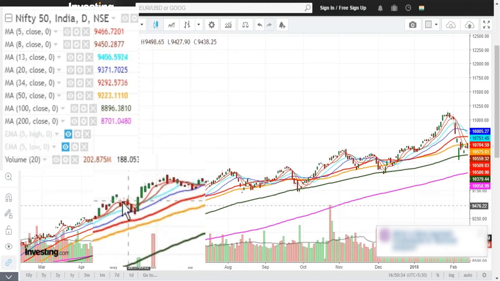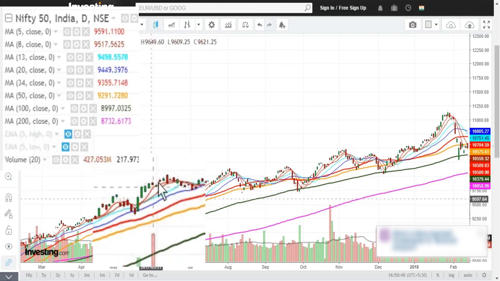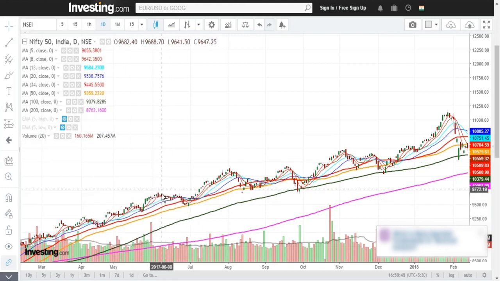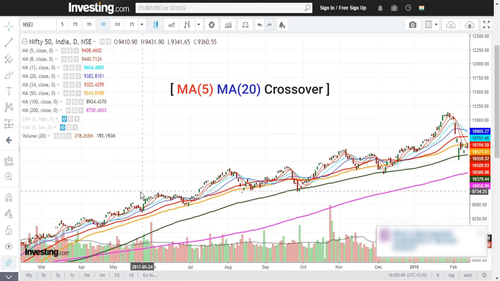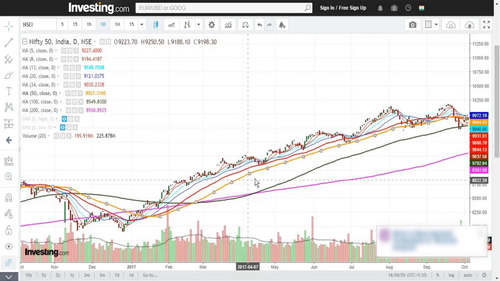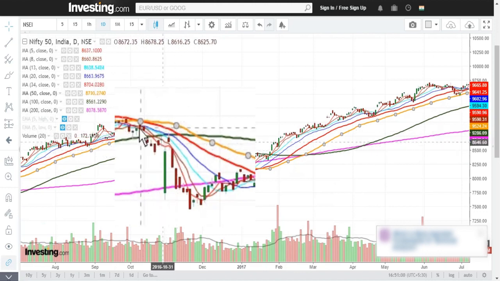This is a 200-300 point rally in the case of Nifty, and these are happening quite frequently, and these are quite good tradable moves. Now a 5-20 crossover would happen in a positive direction, providing a long opportunity in an upward trending move. Similarly, suppose we are looking at a downward trending move, here we can see that all the moving averages were above the price.